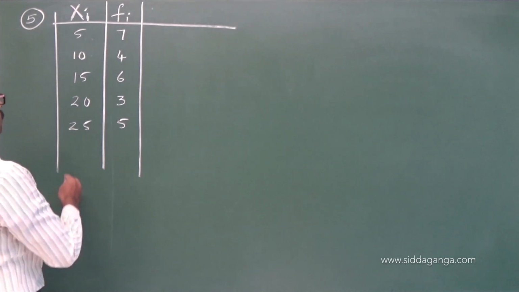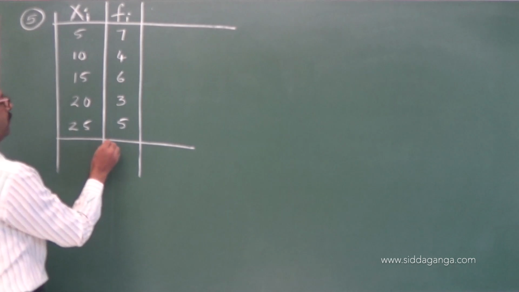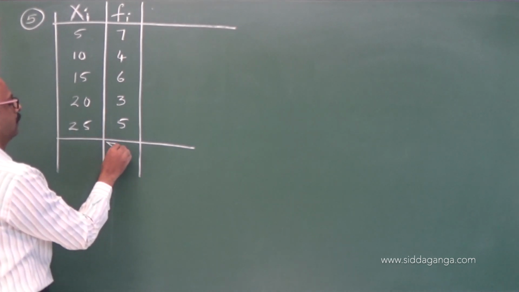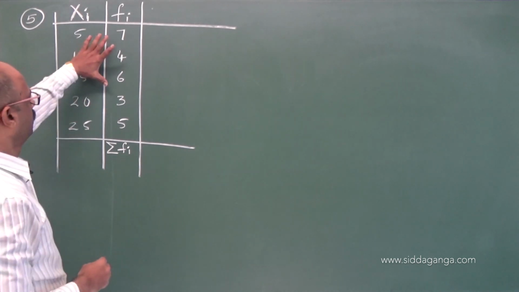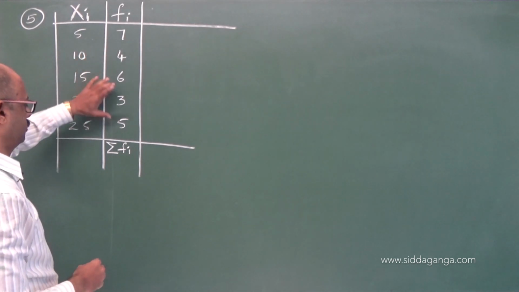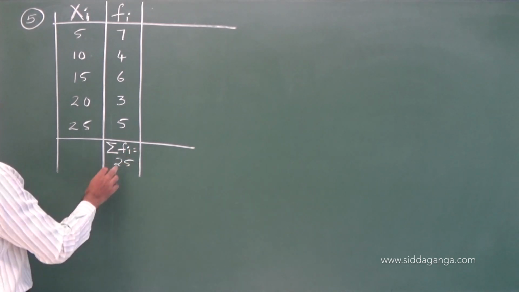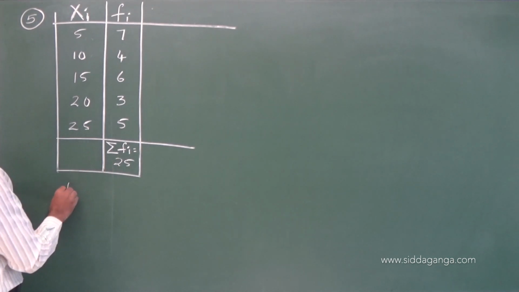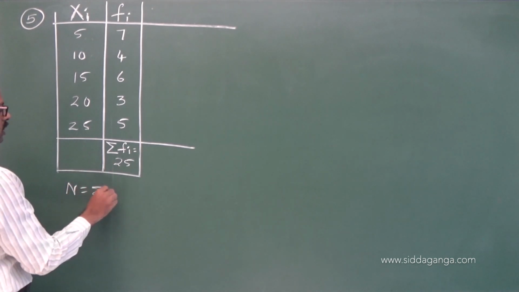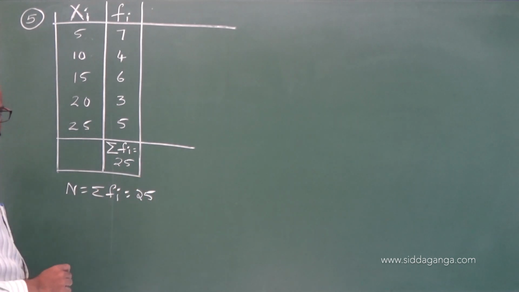Now, we will add all the fi, sigma fi. This is 10, 10, 20, 20 plus 5 is 25, so this is 25. This sigma fi, we call it capital N. So capital N is equal to sigma fi, which is equal to 25. This is the first calculation.